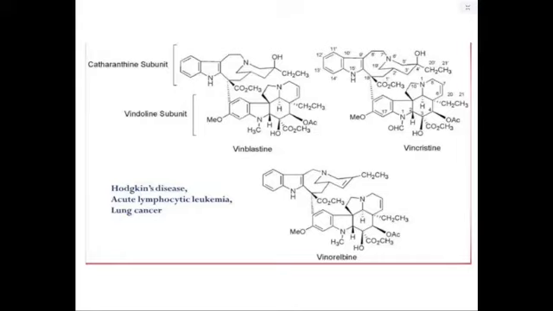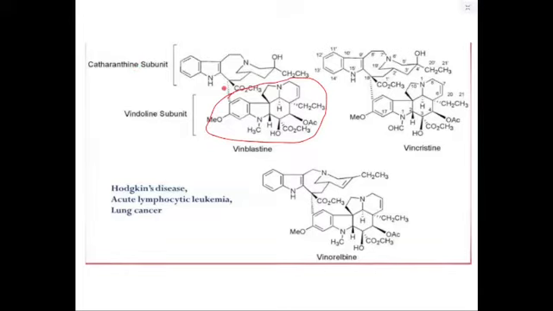And these are the drugs we are talking about. You can see again, they have a complex structure, mainly looking like it has two portions. It has the catharanthine subunit, which is the top portion, and the vindoline subunit, which is the lower section. So this whole section here is vindoline. And then, of course, our catharanthine.